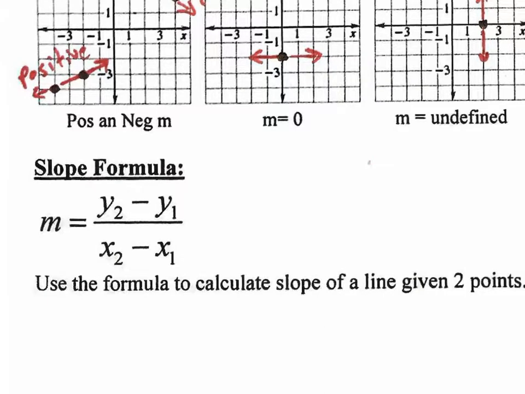So this is video 2. Continue with me on the notes, please. Video 2 with slope formula. We're going to use this formula to be able to calculate the slope of a line when you don't see it, when they just tell you 2 points of the line.